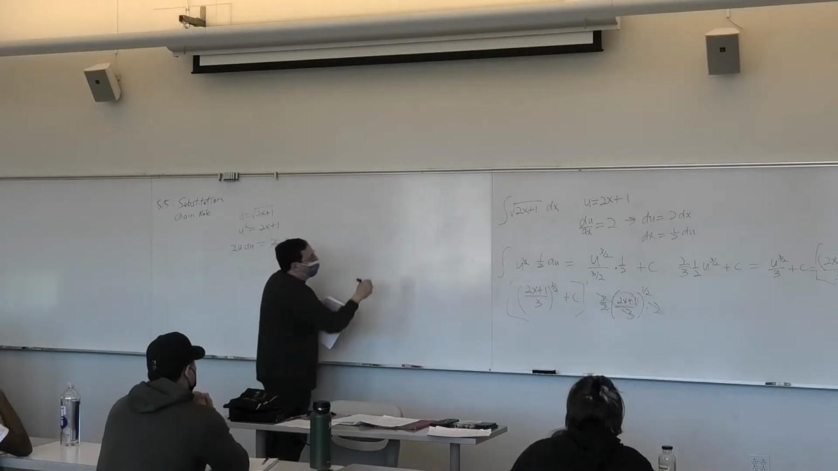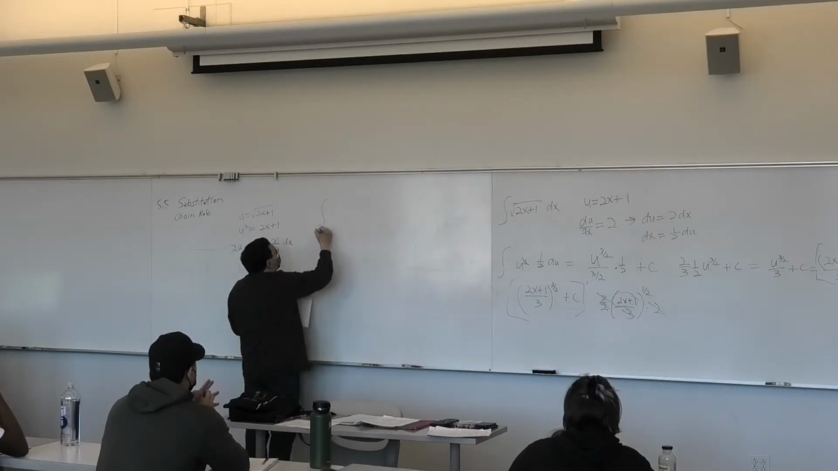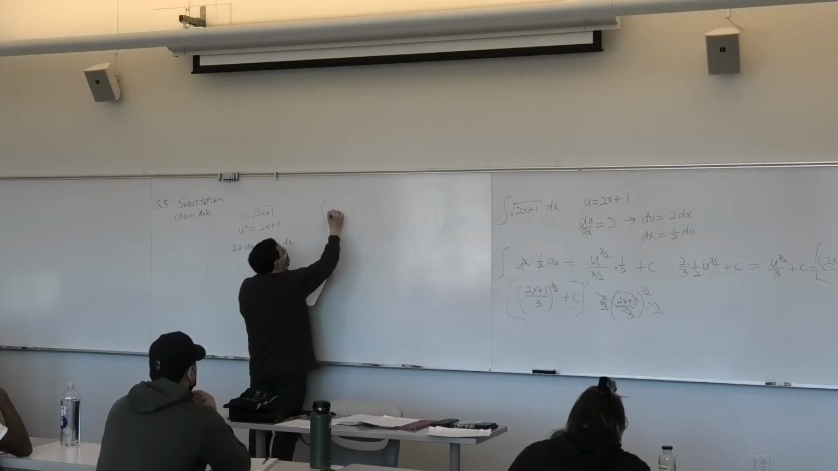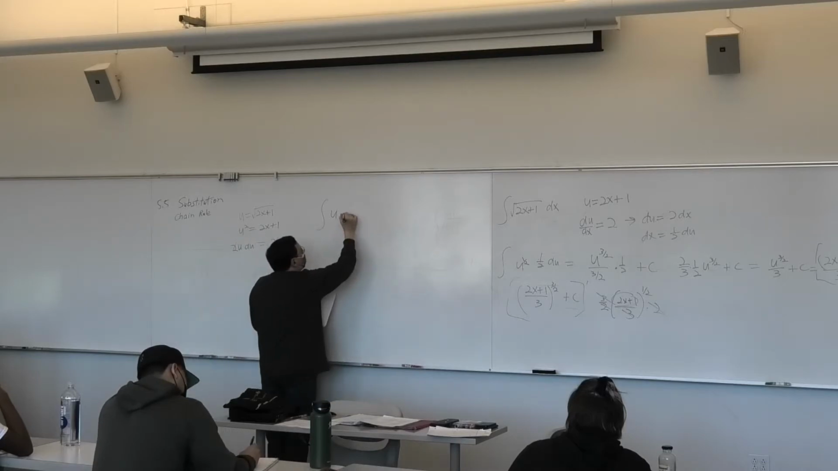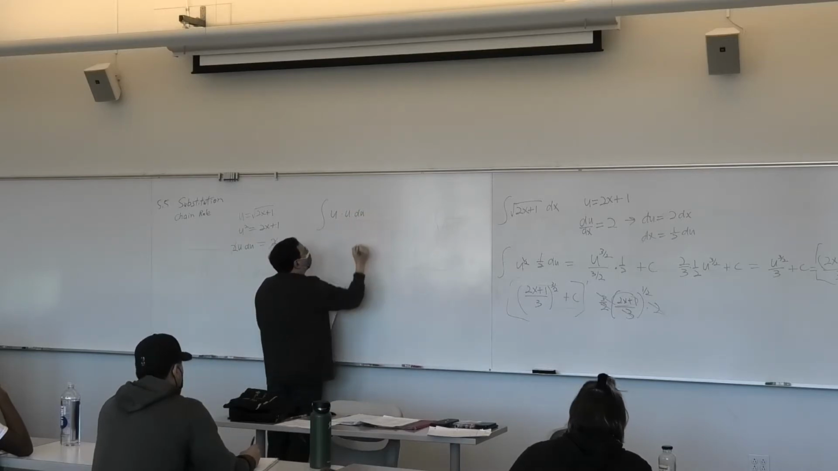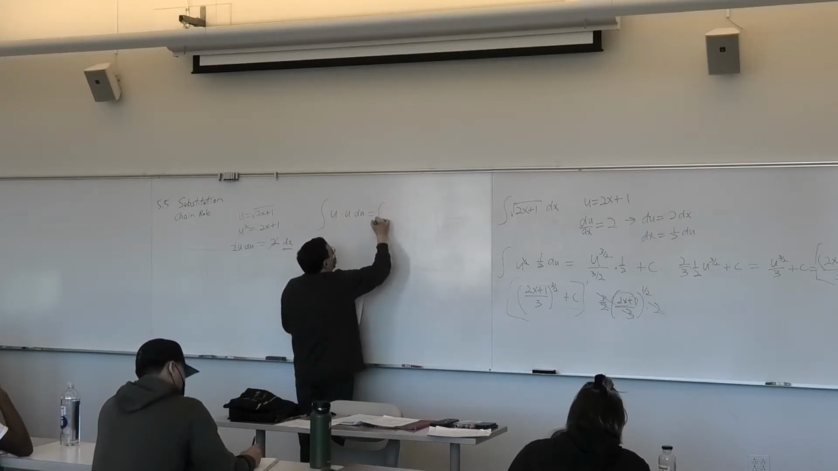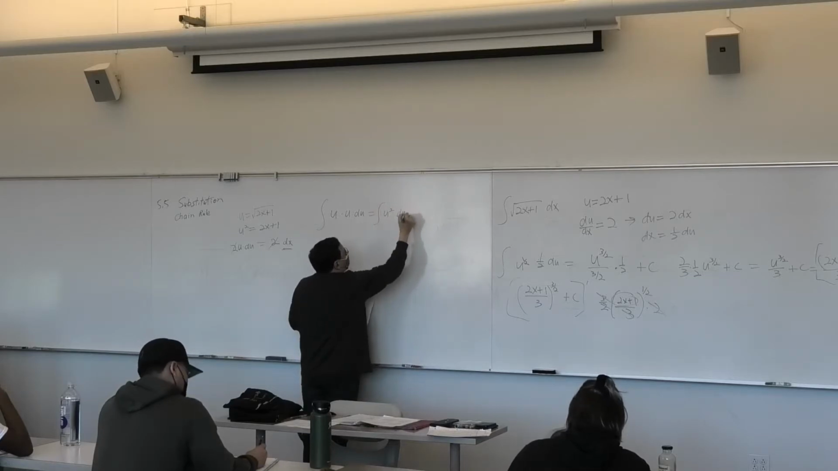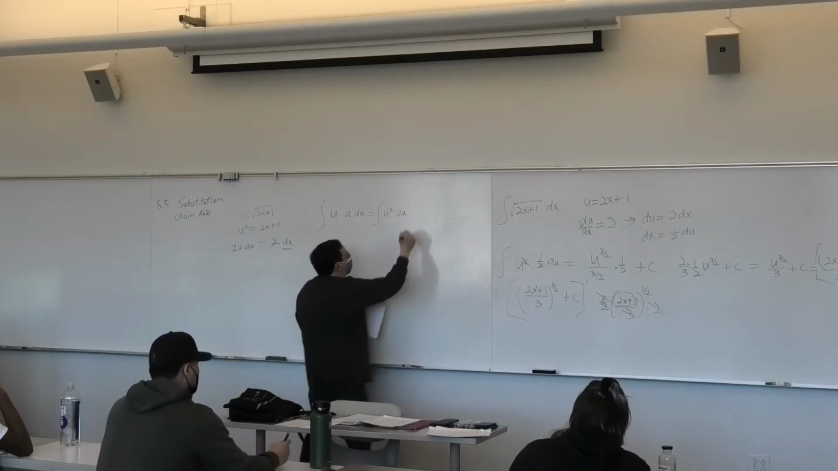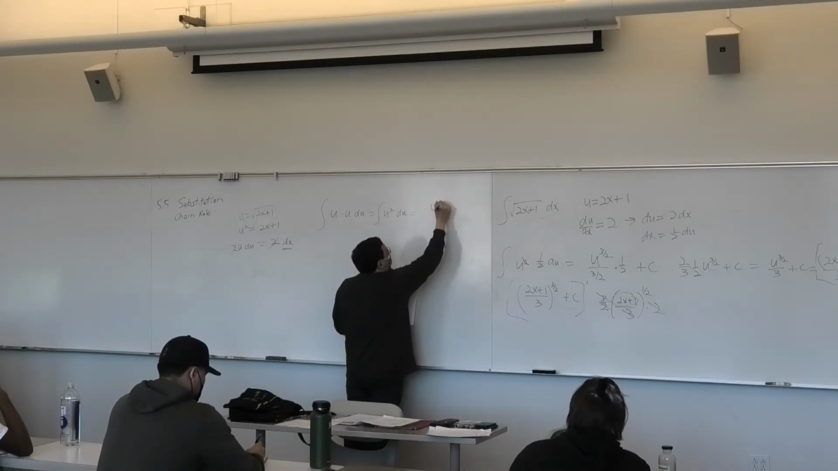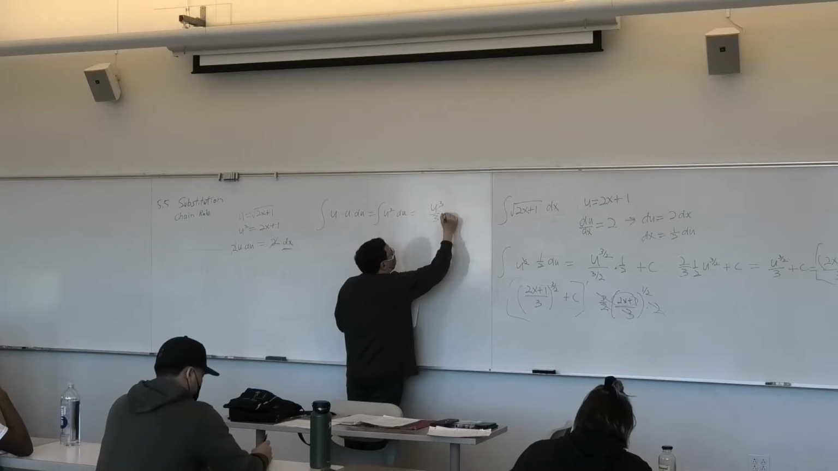Then I want to do the substitution here. So this becomes square root of, this becomes u. And dx becomes u du, or u squared du. Okay, we go ahead and find the antiderivative. It's u cubed over 3.